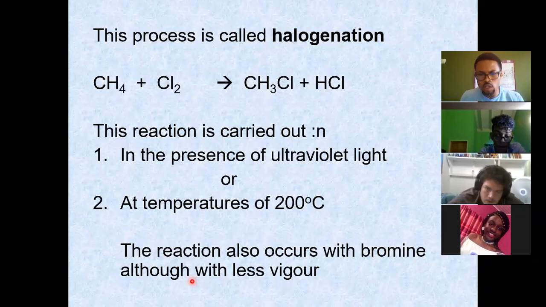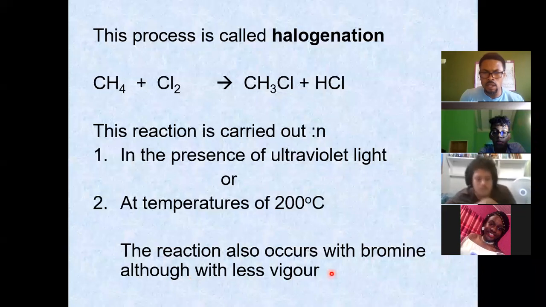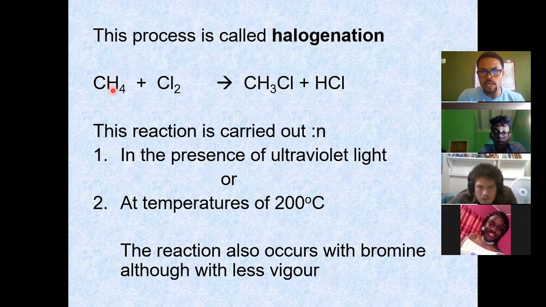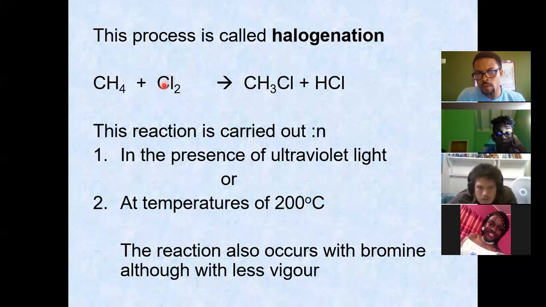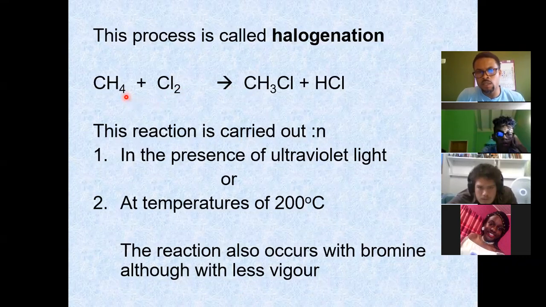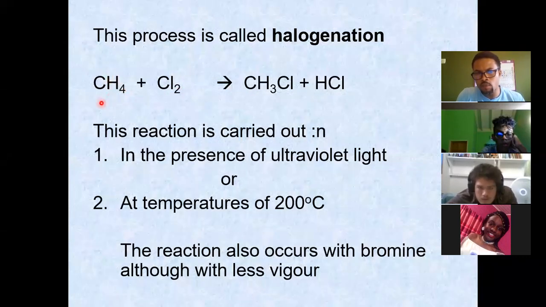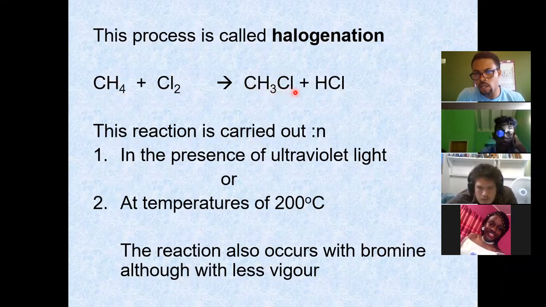But when we go down to the bromine, it will react, but at a very slow rate. It's not very vigorous. Chlorine is a little bit more vigorous than bromine. So what's happening here is that one of the hydrogens is replaced by a chlorine. One of these chlorine atoms, we have two of them combined here, is going to take off and replace one of the hydrogens. So we have CH3 and a Cl now.